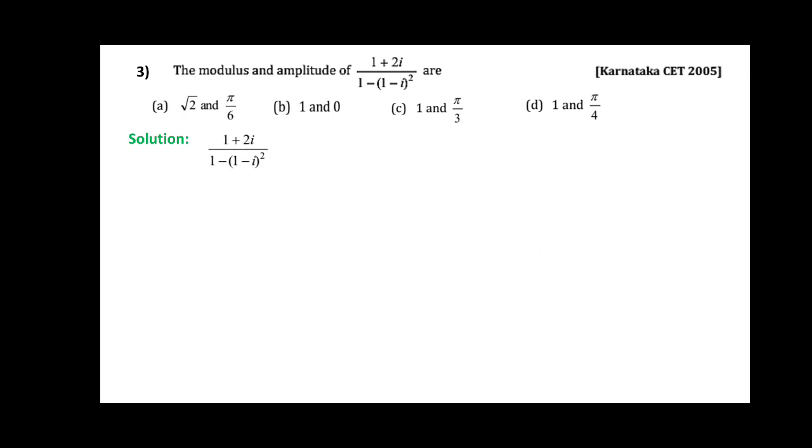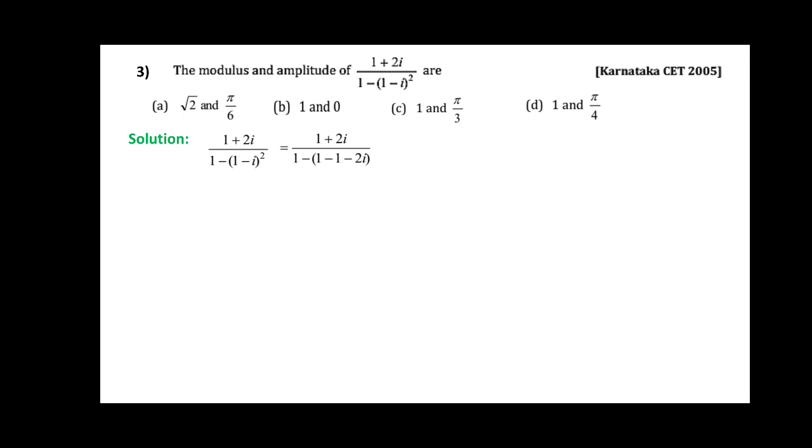First, consider the given complex number, (1 plus 2i) divided by (1 minus (1 minus i) whole square). Now we can simplify the denominator first. Write the numerator as it is, 1 plus 2i, divided by 1 minus (1 minus i) whole square. Within the bracket, 1 square is 1, i square is minus 1, and minus 2i, so (1 minus i) whole square can be written as 1 minus 1 minus 2i. Now we multiply that minus sign outside to the terms within the bracket in the denominator.